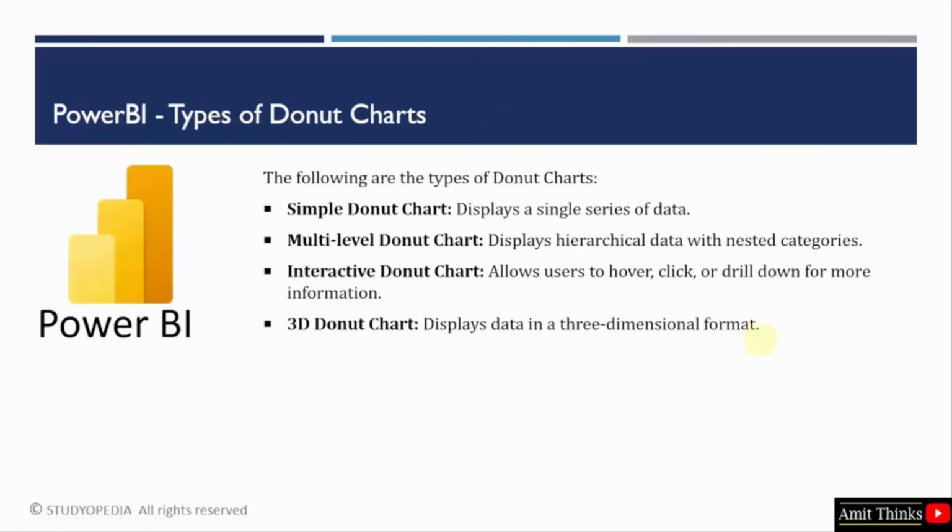Let us see the types of donut charts also. A simple donut chart will display a single series. If you want to show hierarchical data with nested categories, use the multi-level. The interactive donut charts allow the user to hover or click on it to get more information, like drilling down to display more information. You can also create a 3D donut chart that displays data in 3D format. Now let us see an example to create a donut chart with a slicer in Power BI.